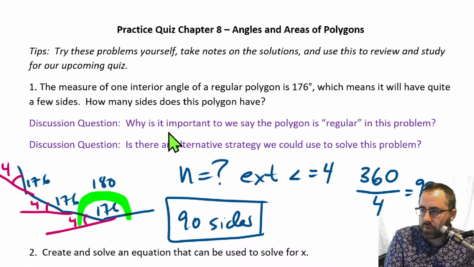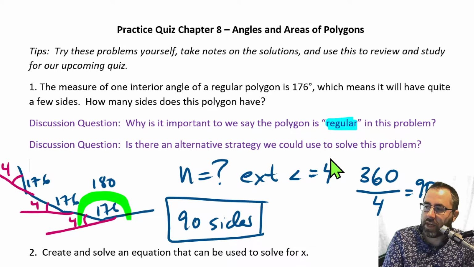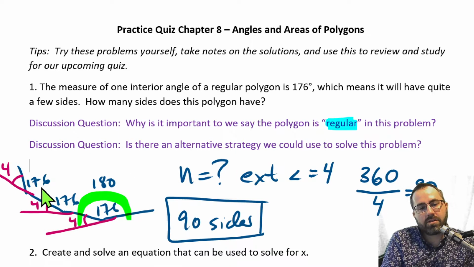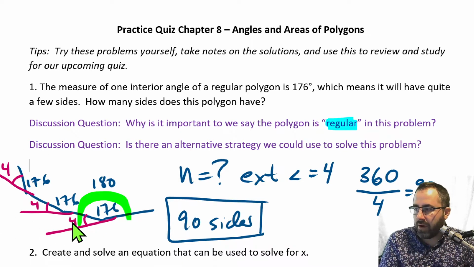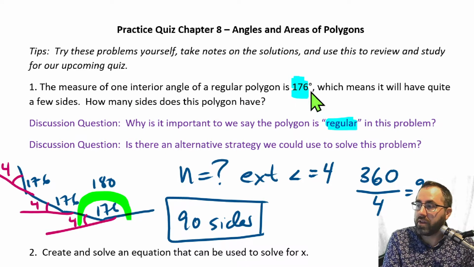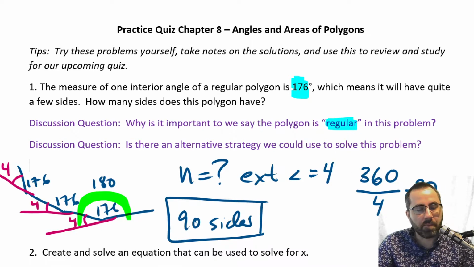There's a quick discussion question here. Why is it important that we say regular? Well, of course the word regular is so important here because regular for a polygon means all the angles and sides are the same. And that's what allows us to say that all these angles are 176. Otherwise, this polygon could be twisted around and it wouldn't even make sense. One angle is 176 means all the interior angles are 176 because regular means equilateral, equal sides, and equiangular.